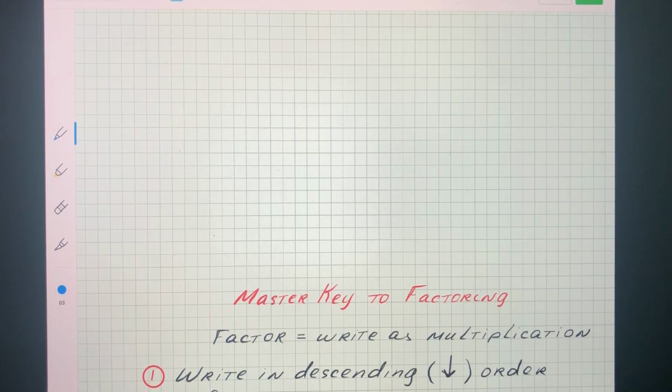Hello, this note is titled Master Key to Factoring. It's an overview of what we do when we have to factor anything. So when we factor something, we are usually asked to write it as a multiplication. That's what factoring means, to write as a multiplication.